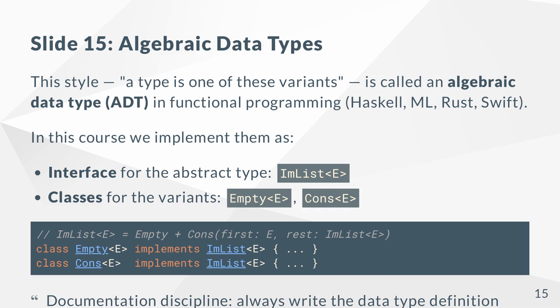This style of type definition, a type is one of these variants, is called an algebraic data type in functional programming. You see this pattern in Haskell, ML, Rust, and Swift. In this course, we implement algebraic data types using an interface for the abstract type and classes for the variants. The data type definition as a comment before the variant classes is a documentation discipline we follow consistently. It makes the recursive structure immediately visible to any reader of the code.